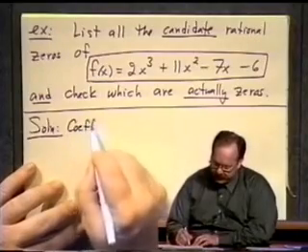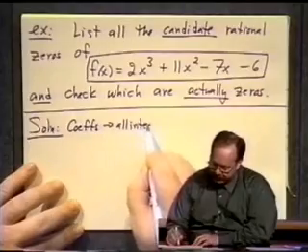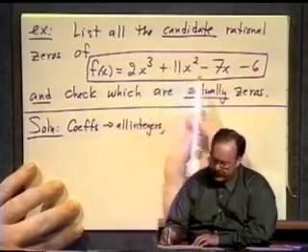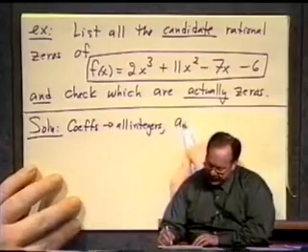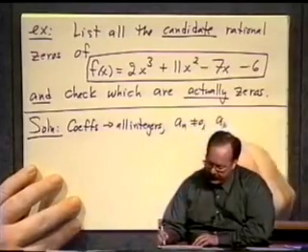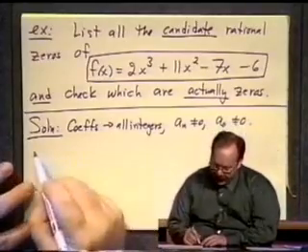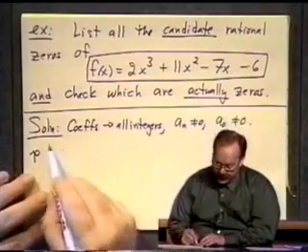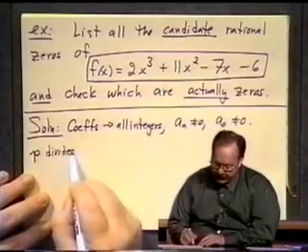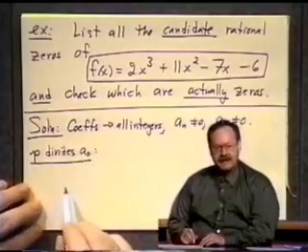The coefficients, all integers, as you see. 2, 11, minus 7, and minus 6, so the theorem will apply. We also see that a_n is not 0 and a_0 is not 0, so the theorem indeed applies. Now we know that for a potential p over q rational zero, p must divide a sub 0. So what are the candidates for p?